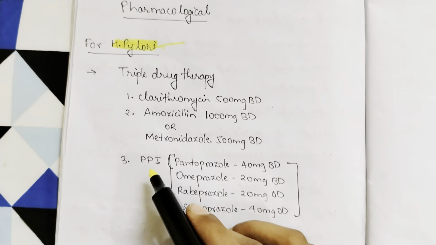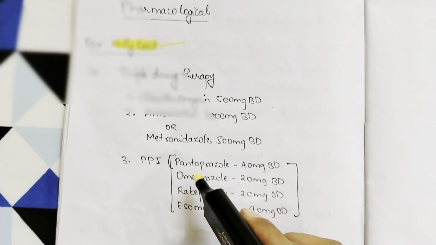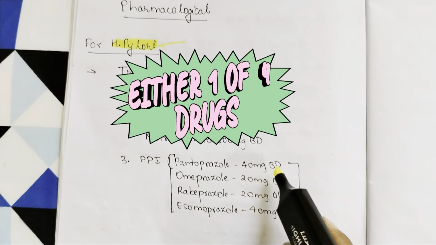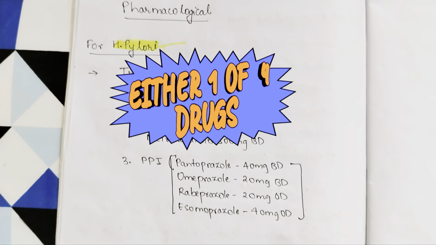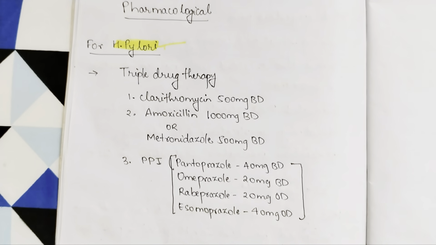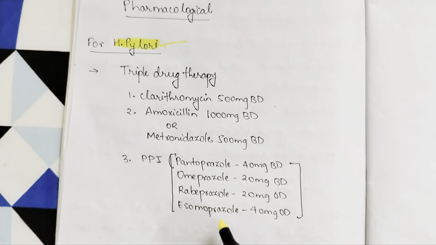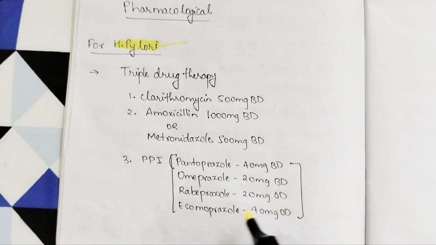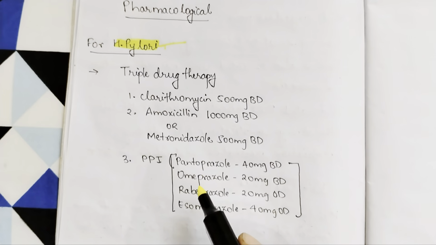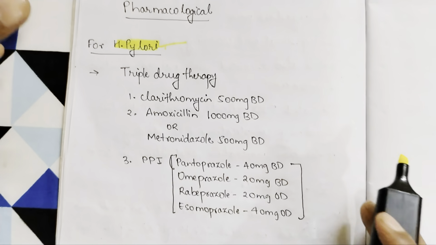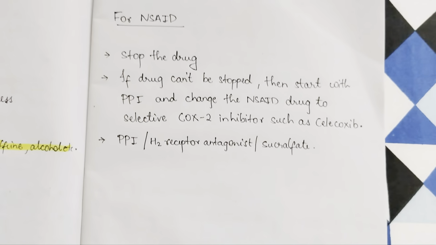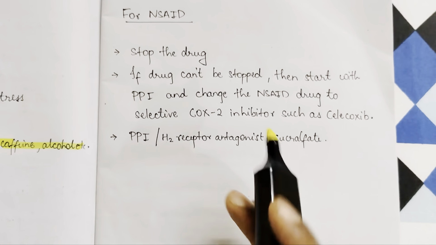And we will include a proton pump inhibitor drug, which is pantoprazole 40 mg 2 times a day, omeprazole 20 mg 2 times a day, rabeprazole 20 mg 1 time a day, as well as esomeprazole 40 mg one time a day. Any one of these PPIs should be given. And for NSAID induced ulcer, we have to stop that drug.